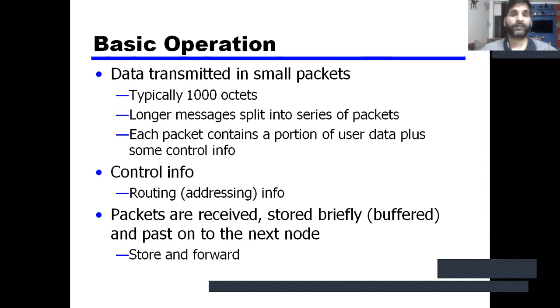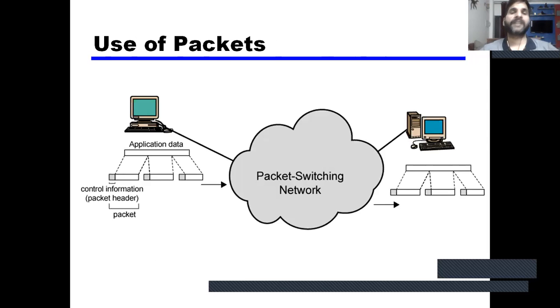Each packet contains a portion of user data plus some control information. This control information is mainly routing and addressing information. Packets are received, stored, briefly buffered, and passed on to the next node: store and forward. In this example of packet switching, application data has control information added to form packets. These packets travel from source to destination through the packet network, which uses control information like routing and addressing.